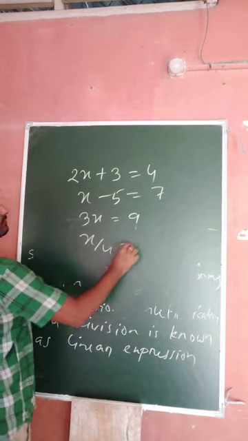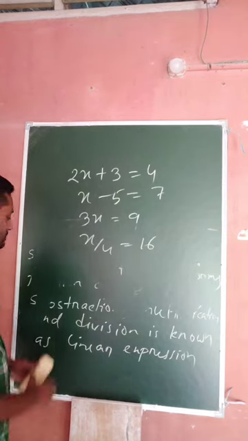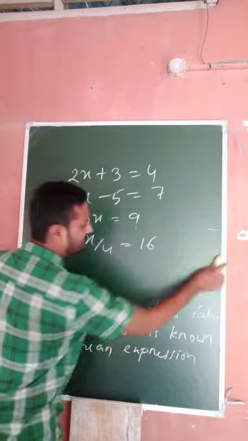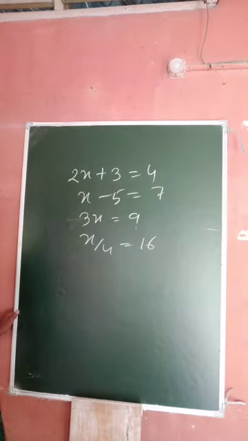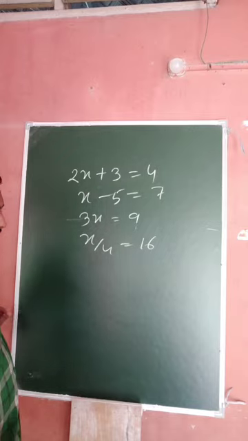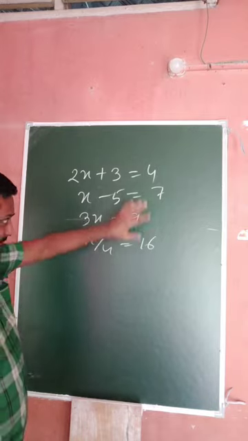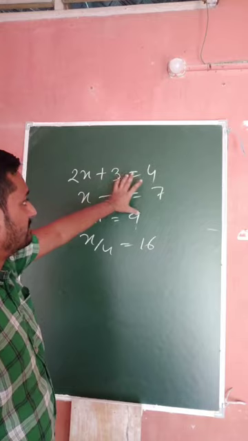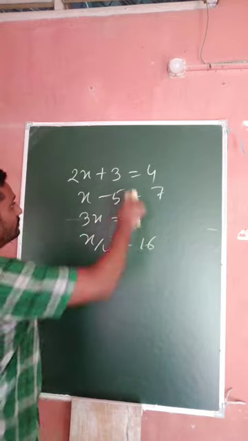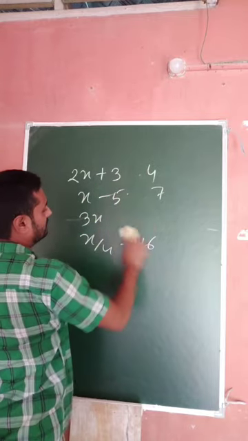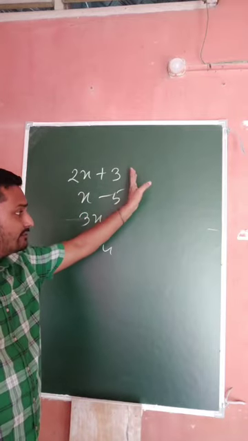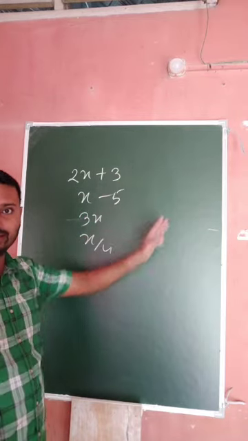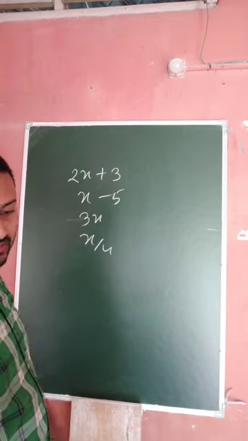X by 4 equal to, suppose, 16, like this. Okay, these are the examples of linear expression. I am writing this as linear expression. If you do not give the equal symbol, these are examples of linear expression. Now if you give the equal symbol, then it belongs to the next part, equation. I will also explain the equation.